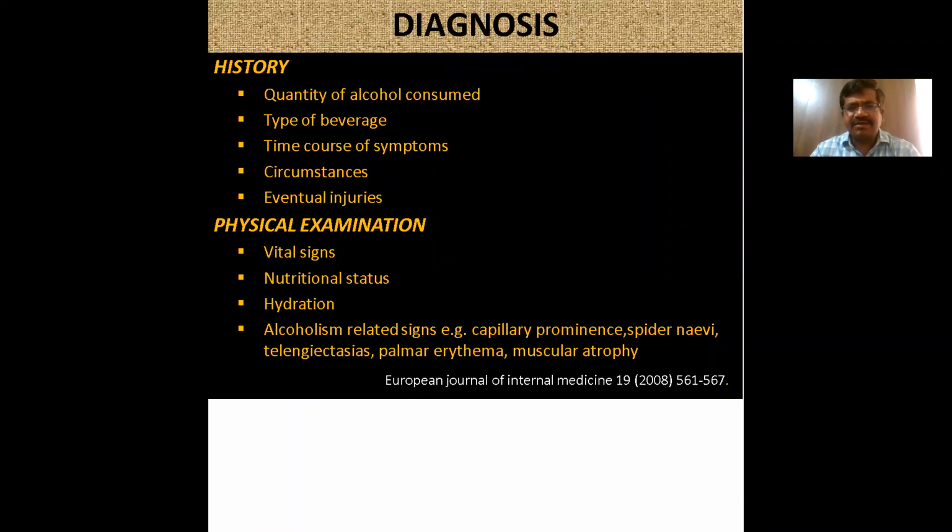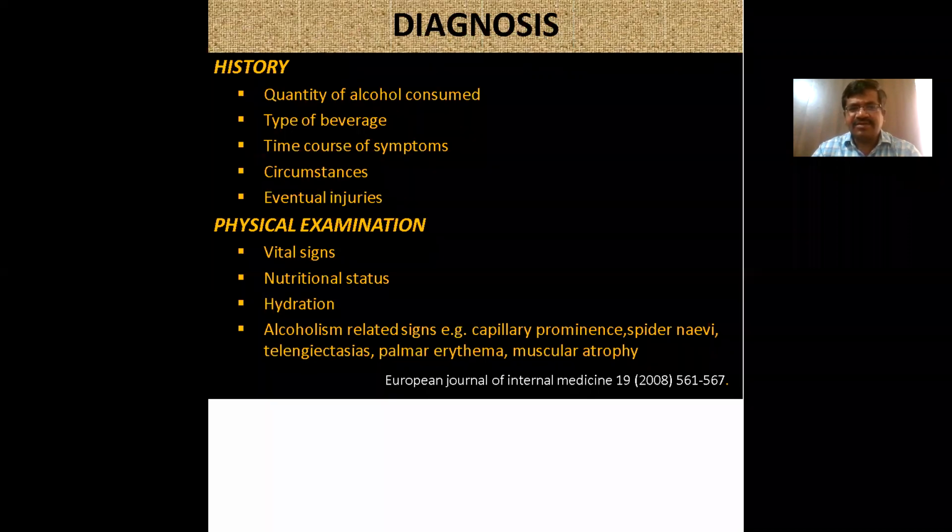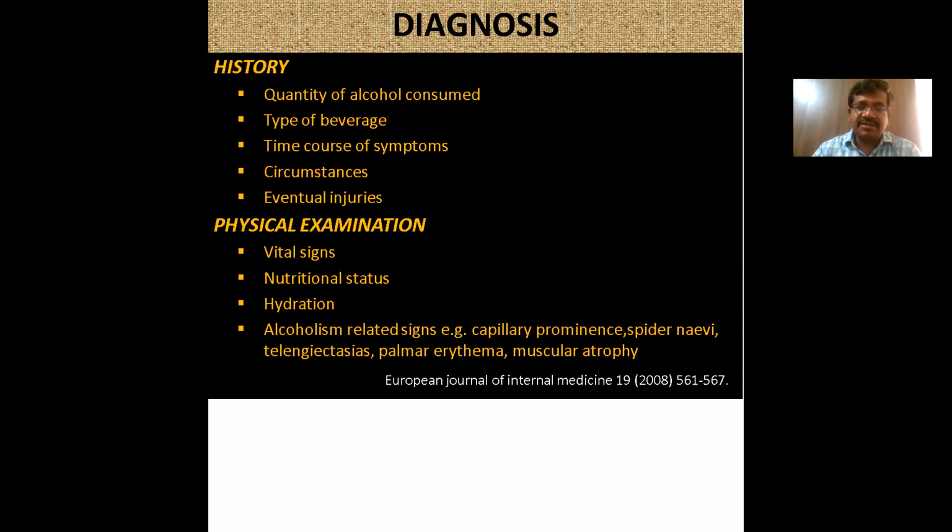It's very important. What kind of alcohol was consumed? What is the quantity? What is the time course after consumption? What were the circumstances? Did any injuries appear? All of this history taking is very important, so you can calculate what the intensity of the alcohol intoxication is going to be. That can be predicted by taking proper history.